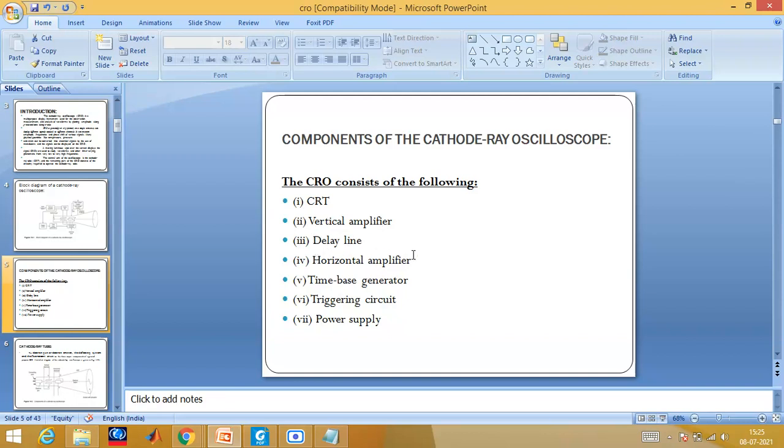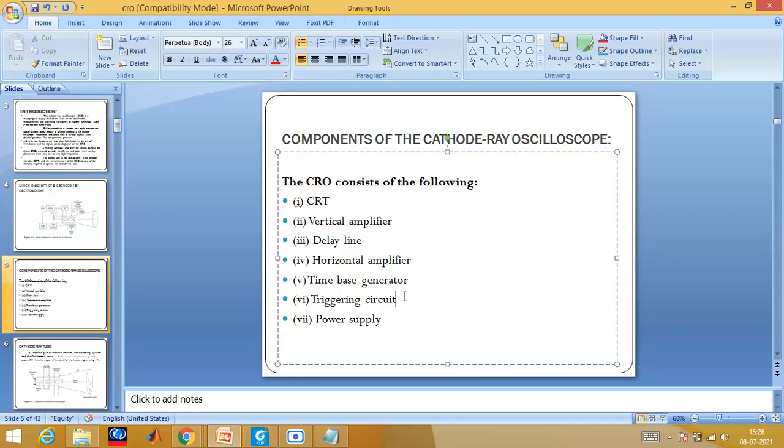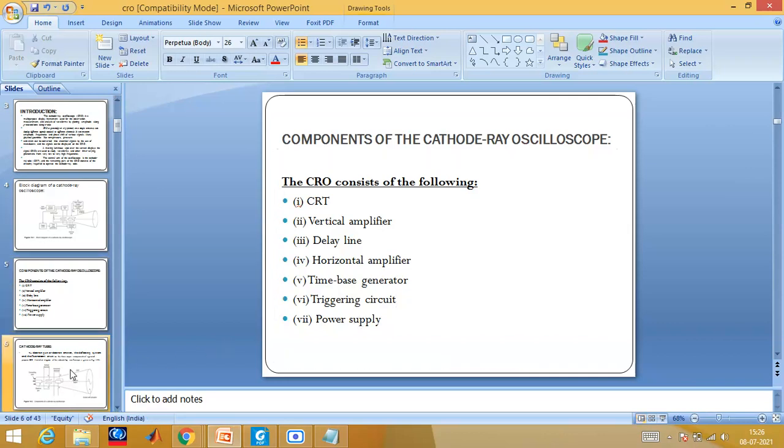Okay, then you will have a horizontal amplifier, which is in turn connected to your X plates. The time base generator circuit will be connected to your horizontal amplifier, and the triggering circuit will be monitoring whether that particular signal can be analyzed or monitored, if it is above the threshold level. And then the major part is the power supply.